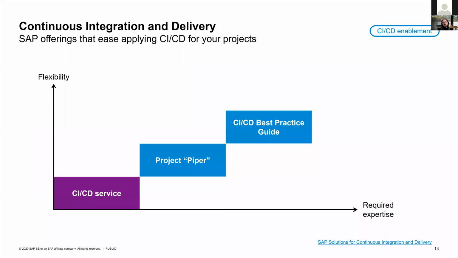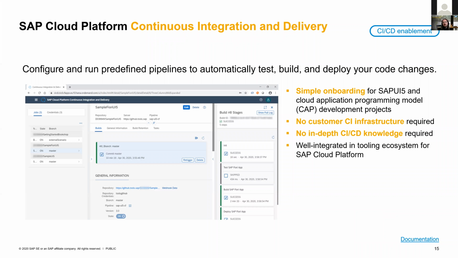The latest offering in that regard is the continuous integration and delivery service. It only requires a very low entry barrier, so it's very easy to adapt, but it does not offer the full flexibility, of course. The idea is that you go to SAP Cloud Platform and subscribe to the service, and then you can directly run predefined pipelines, which automatically perform testing, building and deploying of your code changes. So a very simple onboarding. Right now we are supporting the scenarios for SAP UI5 and the Cloud Application Programming Model development projects. So if you want to apply those, then it's a good idea to start looking into that service.